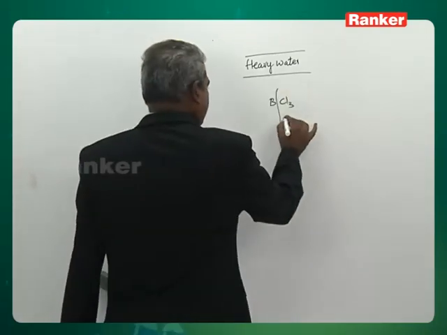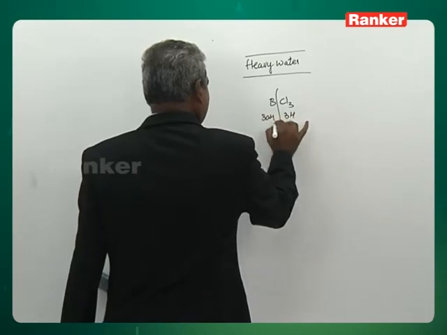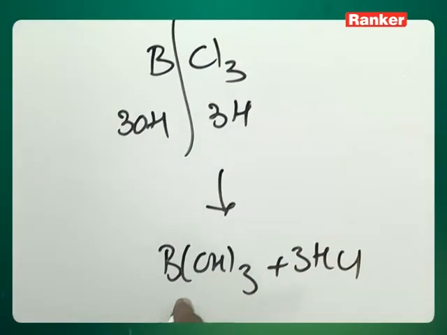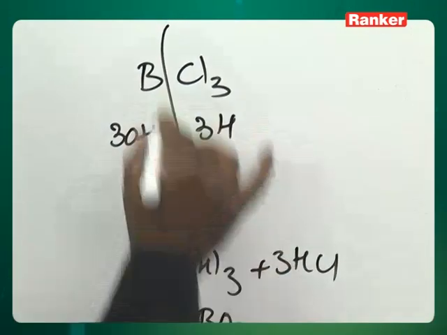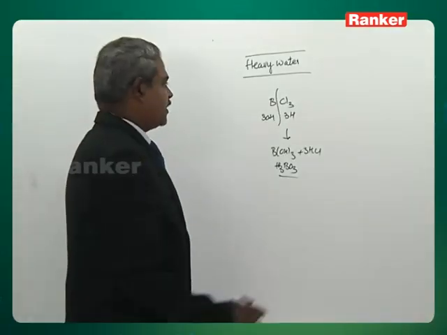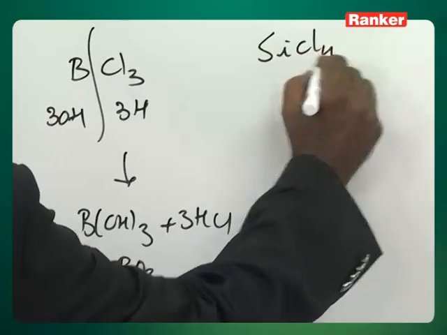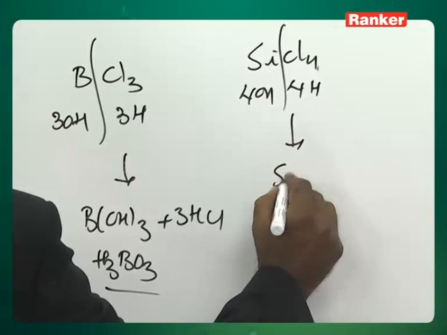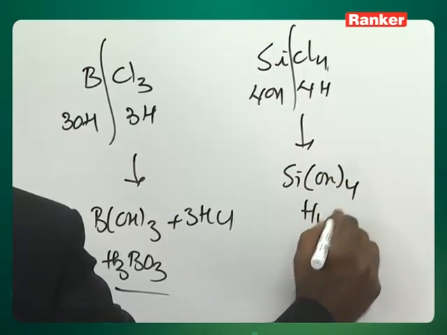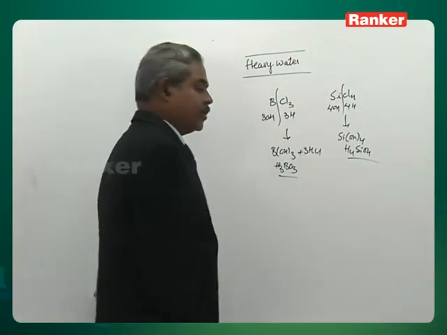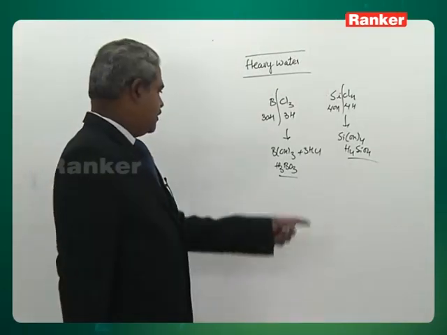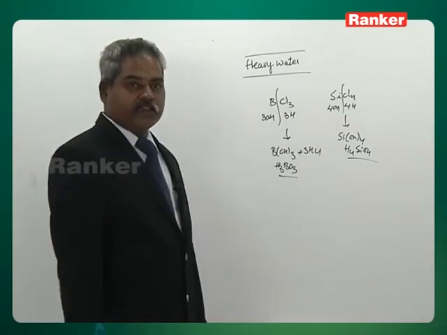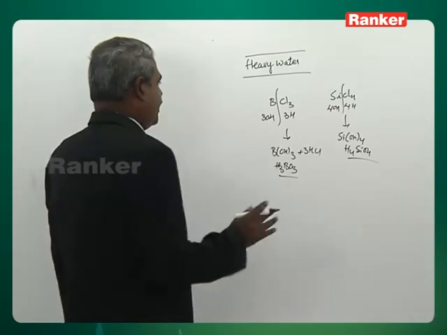BCl3, break the bond, 3 H, 3 OH. What will you get? B(OH)3, 3 HCl. H3BO3, boric acid. SiCl4, break the bond, 4 H, 4 OH. You get Si(OH)4, which is H4SiO4, silicic acid. Boric acid, silicic acid, just like that. BCl3, SiCl4, and you can have any number like this.